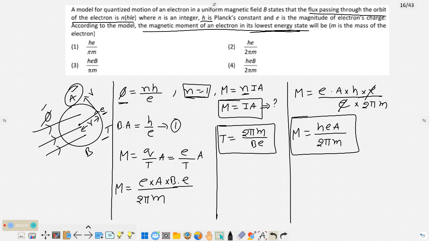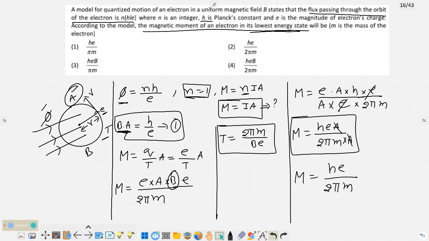So h e A by 2 pi means, what is A here? Area of cross section. If you observe here, in the B into A, the value is h by E. We made a mistake here. B into A value is h by E. Whatever the B value we replaced here, how much did we replace? Only h by E, but we have A also. So in the denominator A gets cancelled. So the magnetic moment is how much you are going to get? h E by 2 pi. So which is the correct option? The correct option for this one is the second option.